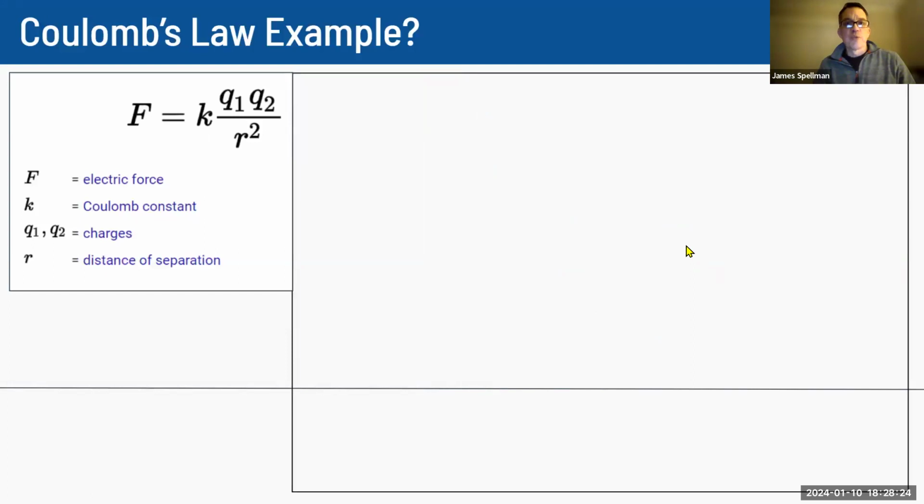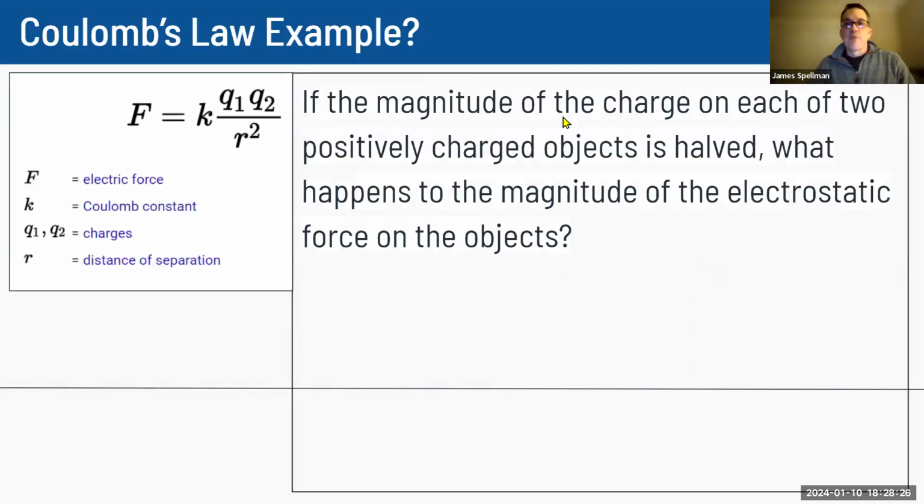So here's a Coulomb's law example question, and it says, if the magnitude of the charge of each of two positive charge objects is halved, what's going to happen to the magnitude of the force on the object? So here's what we're looking at. If the magnitude, again, that means amount, of each of the two positively charged objects is cut in half.